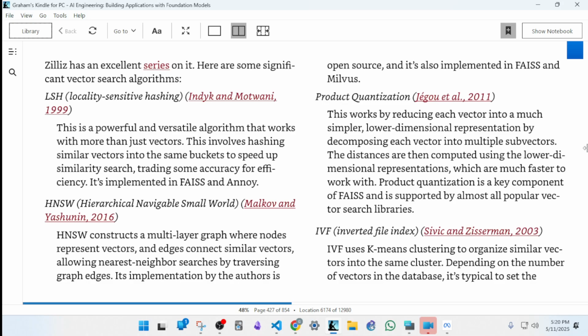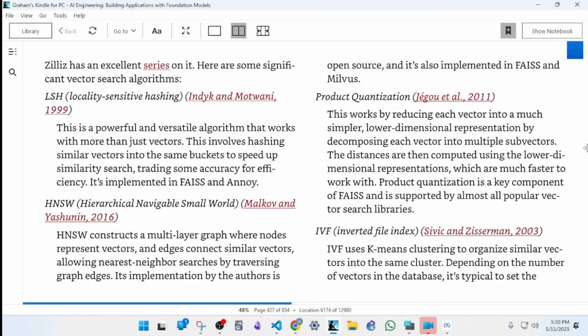The next vector search algorithm is HNSW, Hierarchical Navigable Small World, developed in 2016. HNSW constructs a multi-layer graph where nodes represent vectors and edges connect similar vectors, allowing nearest neighbor searches by traversing graph edges. Its implementation by the authors is open source, but it's also implemented in FAISS and Milvus.